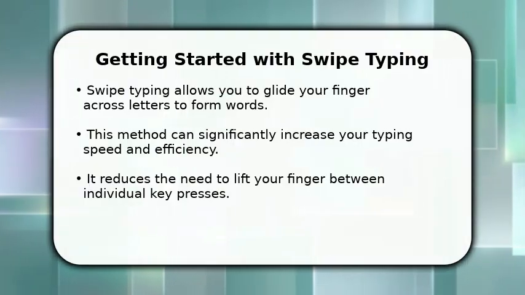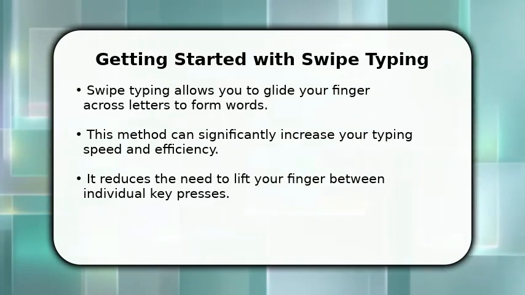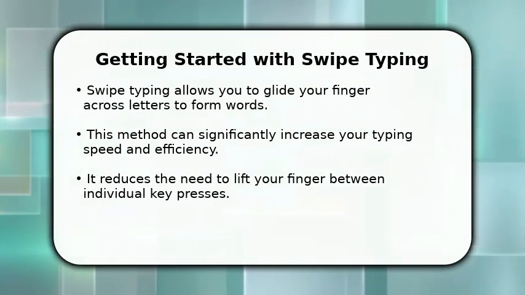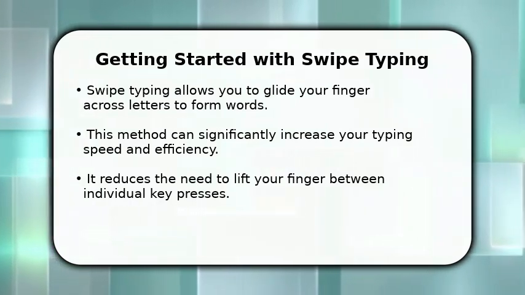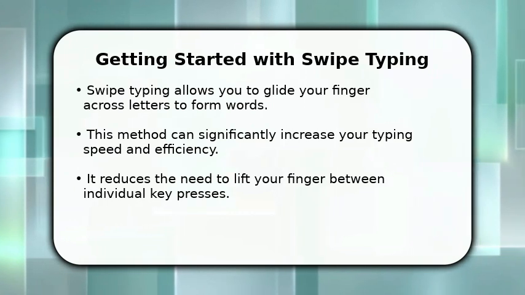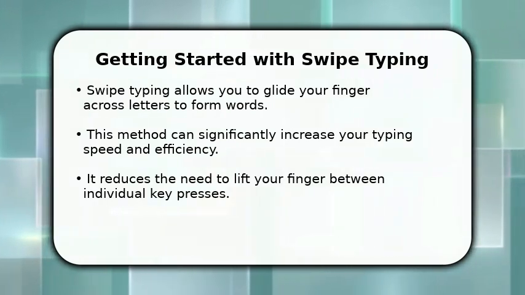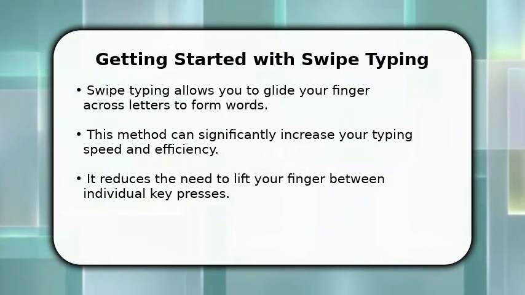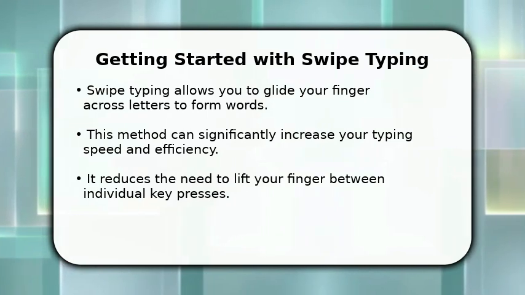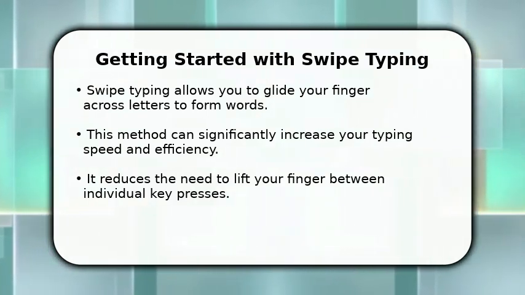In this video, I will explain how to use Swipe Keyboard. Swipe typing, also known as glide typing, is a fantastic way to type faster and more efficiently on your mobile device. Instead of tapping each letter individually, you simply slide your finger from one letter to the next, forming words with a continuous motion. This can boost your typing speed by up to 30%, making communication much quicker and smoother.